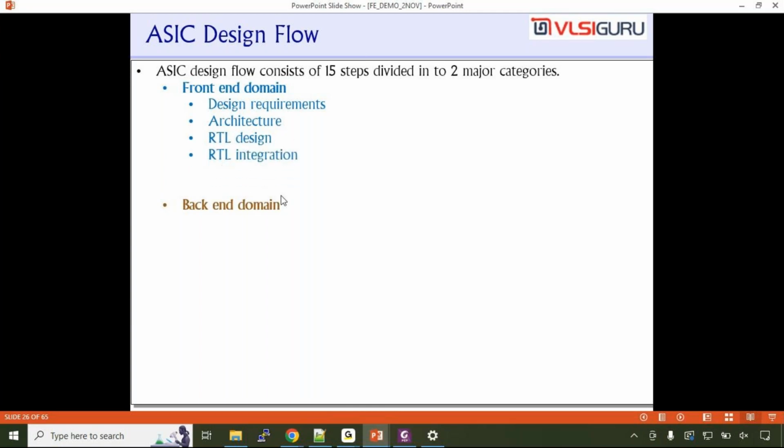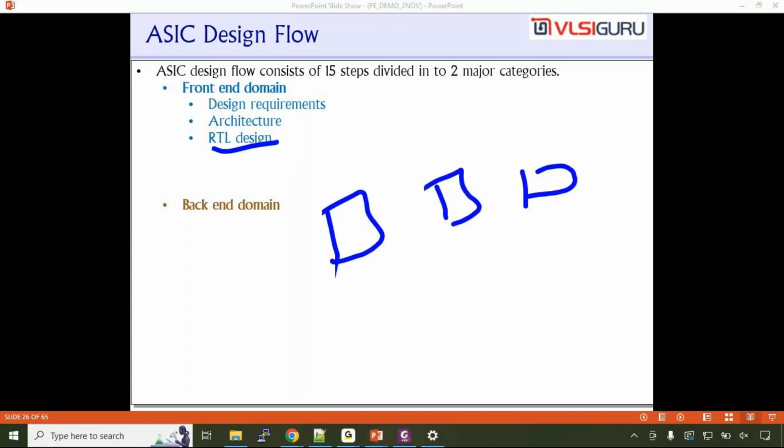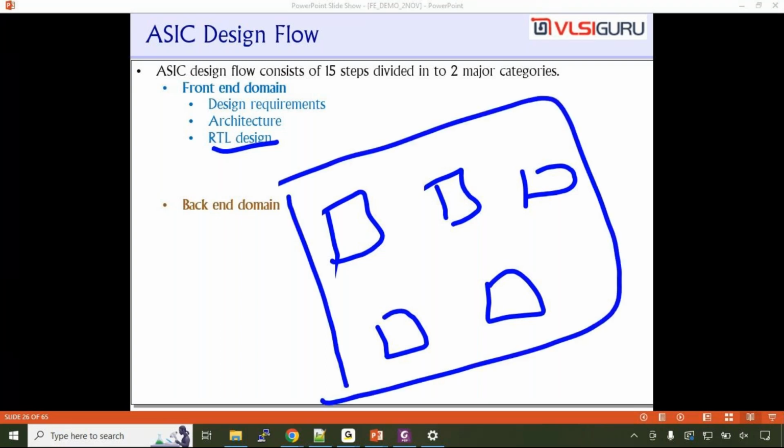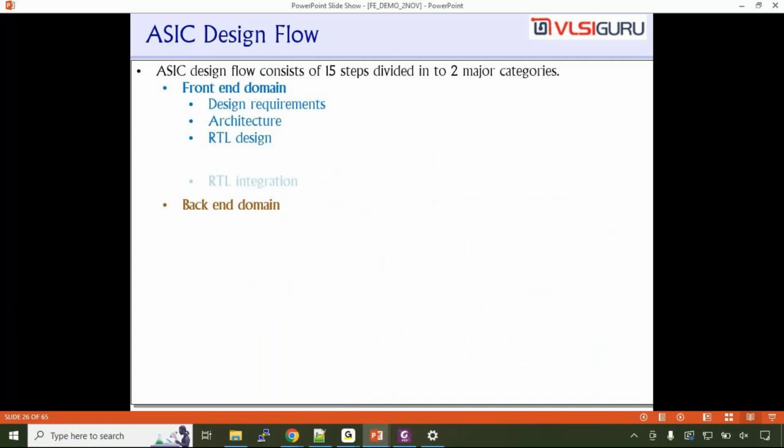Once it is done, these people will develop small blocks. The next person puts together everything and makes a process. That person who puts together everything is integrating everything, right? He is integrating small things to get a bigger thing. That person is called an RTL integration engineer. That work is called RTL integration.